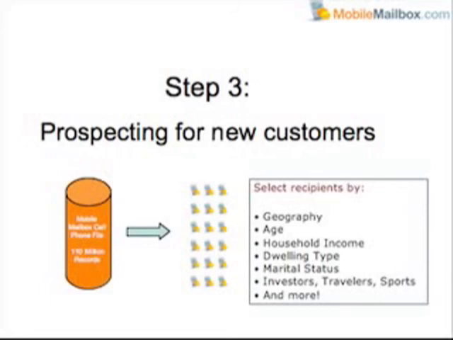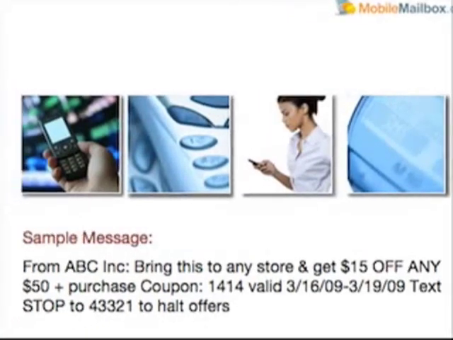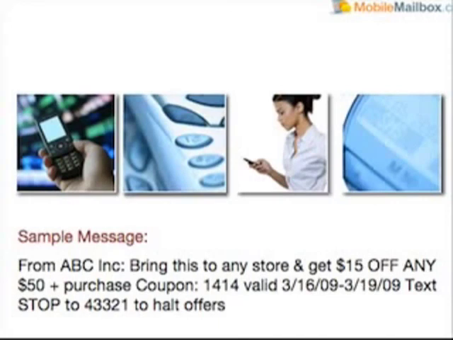So let's take an example. Here's an example. Let me just adjust that slide. Okay, so from ABC Inc., bring this to any store and get $15 off any $50 or more purchase. Coupon code 1414 with a valid date range. We give them a 3-day window, and then of course the standard opt out. So whether you're mining your own customer file, or you're mining records from the 110 million name mobile mailbox database, there's always a way for someone to get out of getting more of these types of offers.